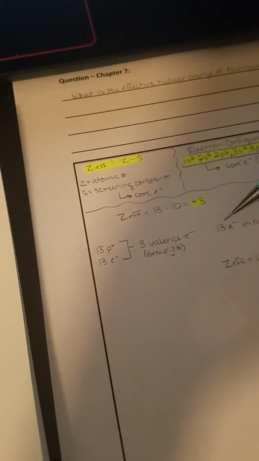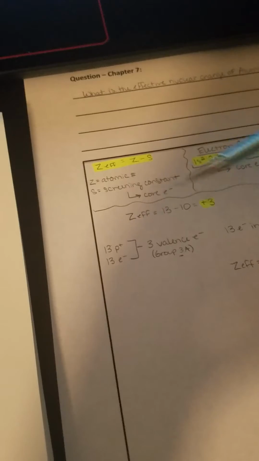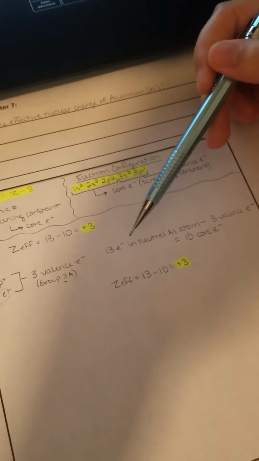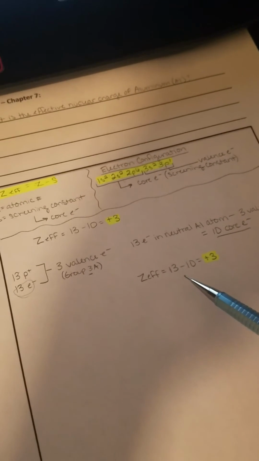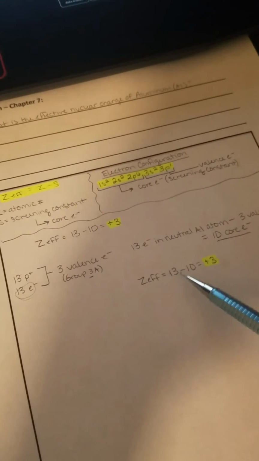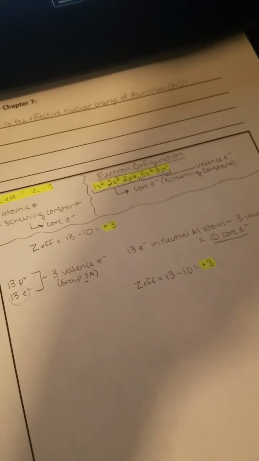And from there, we can subtract the 3 valence electrons from the 13 overall electrons. And that gives us a number of 10 for the core electrons. So then we can go back and plug those into the equation. The 13 for the atomic number minus the 10 core, and that gives us a plus 3.